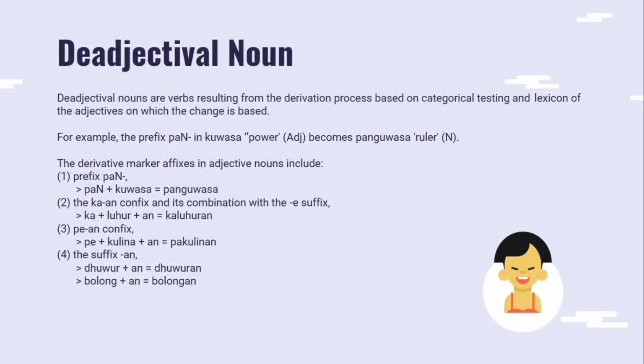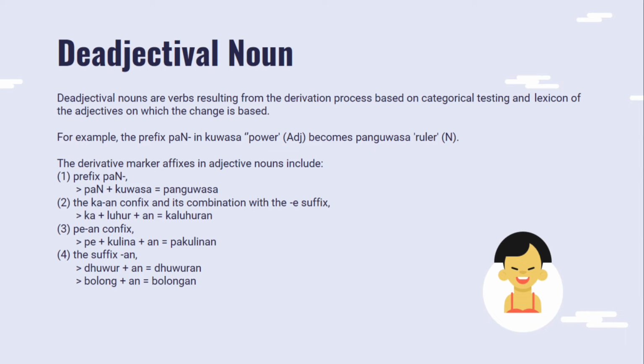First is de-adjectival noun. De-adjectival nouns are nouns resulting from the derivation process based on categorical testing and lexicon of the adjective on which the change is based. So, derivasi de-adjectival adalah proses morfemis yang mengubah identitas leksikal sebuah kata yang mengalami proses perubahan kata melalui dasar adjektiva.